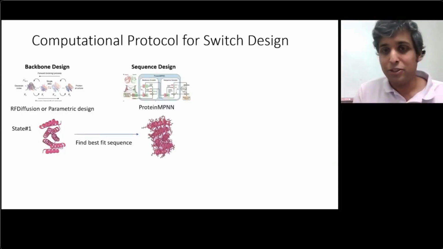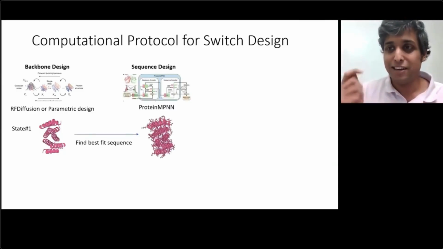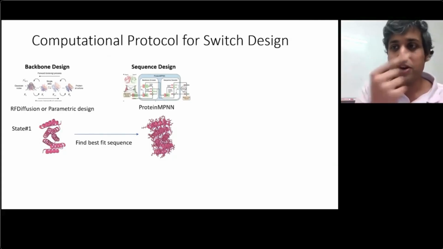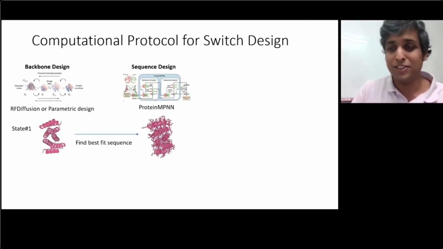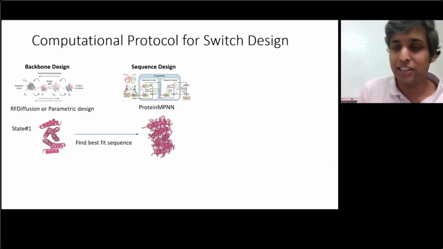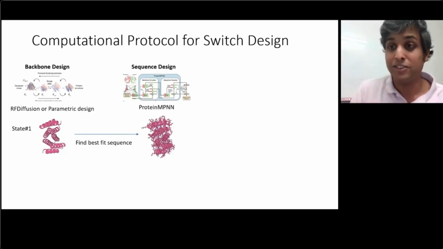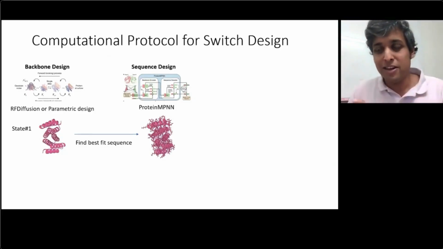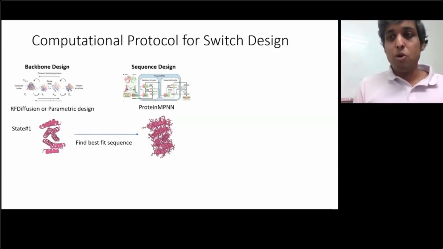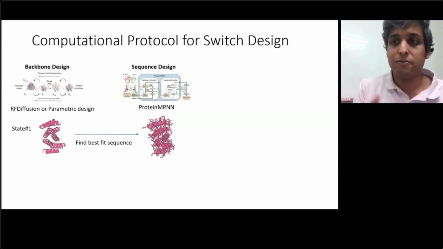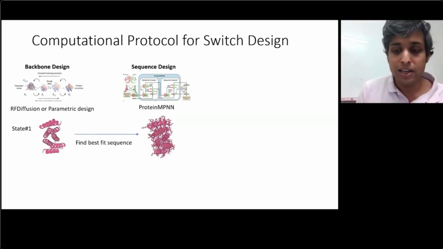So the second step is to take your scaffold and identify a sequence that can be threaded onto it. This is usually done by a second neural network. In this case, it's ProteinMPNN, a protein message passing neural network that can take in a protein fold and give the most optimal sequence to satisfy that fold, or give several sequences that could satisfy that fold.